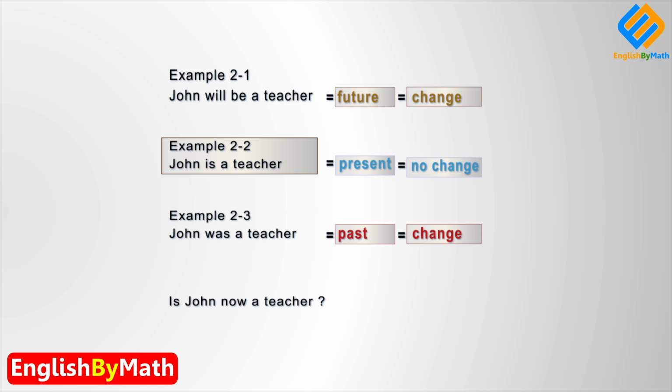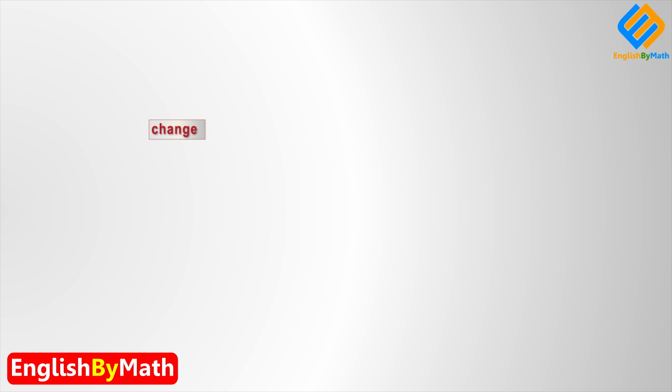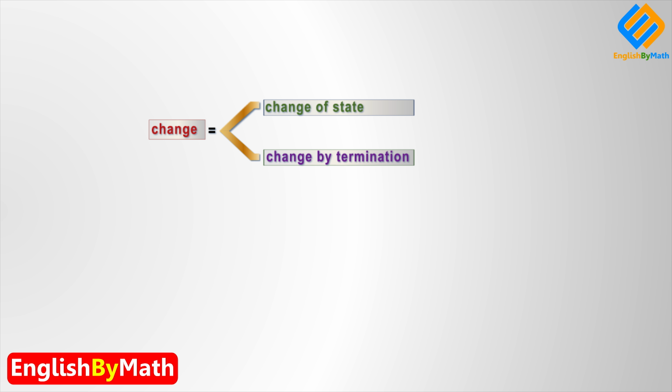Now we go back to the past and discuss change in detail. We have two types of change. Change in the state of the person or the thing we are talking about, or change of state, and change by the death of the person we are talking about, or the elimination or disappearance of the thing we are talking about. This change is by termination.